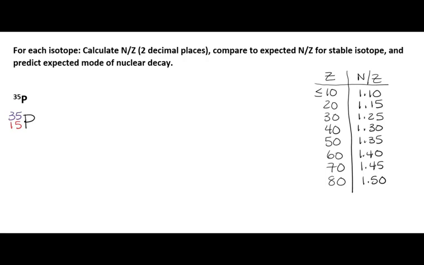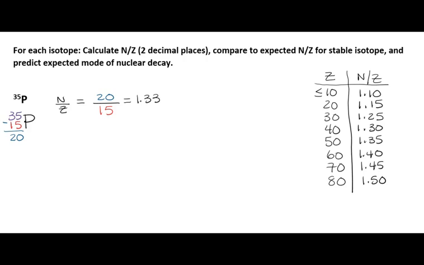And then we can calculate our neutrons by subtracting. And now we have our neutrons, our protons, and we can calculate the N to Z ratio. So the N to Z ratio is 20 neutrons divided by 15 protons. Rounding to 2 decimal places, we get 1.33 for our N to Z ratio. So that's the first part, calculating N to Z.